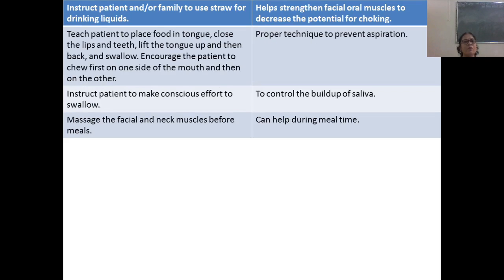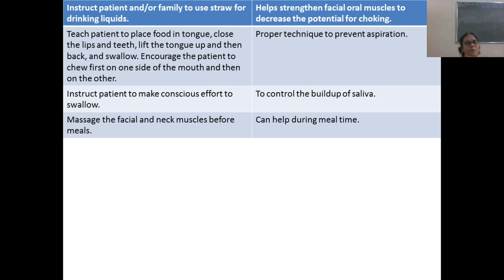Instruct patient or family to use a straw for drinking liquids. Helps strengthen facial and oral muscles to decrease the potential for choking. Teach patient to place food on the tongue, close the lips and teeth, lift the tongue up and then back, and swallow. Encourage the patient to chew first on one side of the mouth and then the other. This is the proper technique for prevention of aspiration.